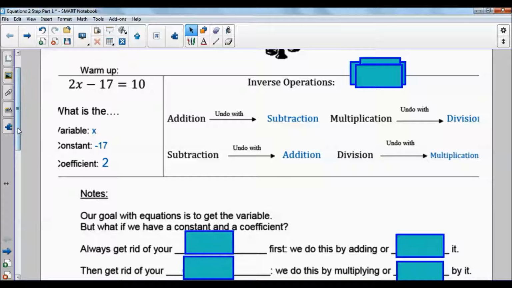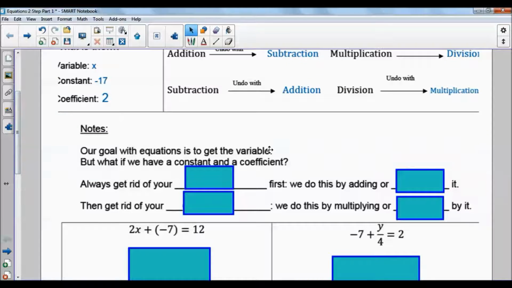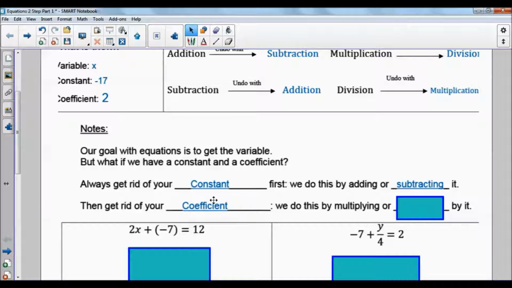Okay. So a quick reminder, our goal with equations is to get the variable by itself. But if we have a constant and a coefficient, we're going to have to do more than just one thing to get our variable by itself. So the first thing you want to remember is that we're always going to do our constant first. Get rid of our constant. And our constant is always going to be undone by adding or subtracting. Whatever our opposite is, we're always using opposite operations. Once we've gotten rid of our constant, we're going to get rid of our coefficient. We do this by multiplying or dividing by it. Okay, so let's see what we mean.